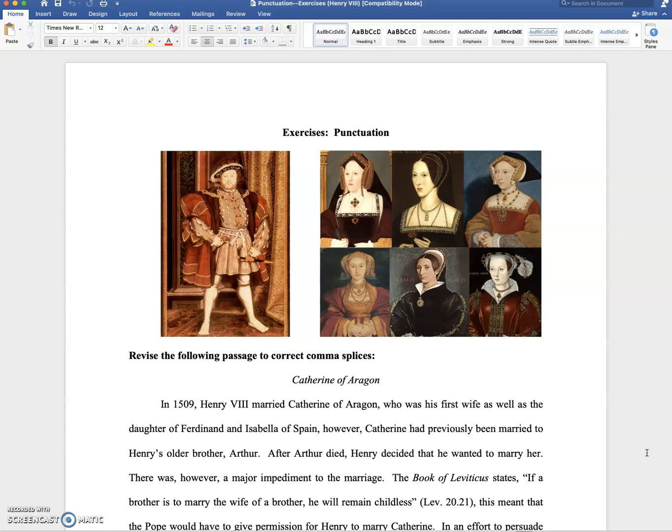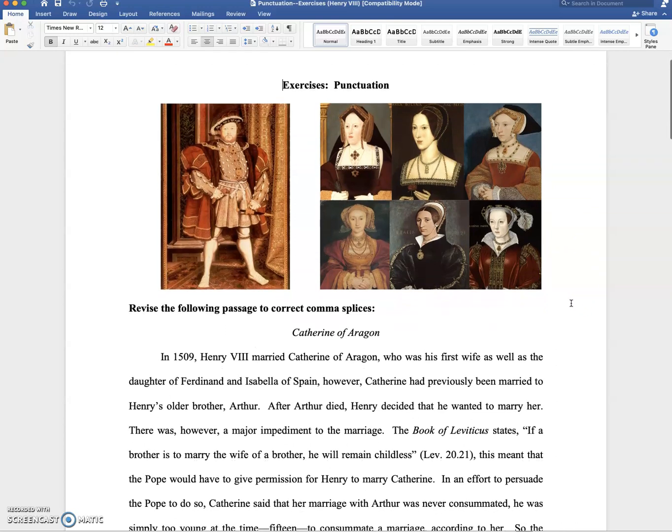So I wanted to teach 6 types of punctuation here that are the most common punctuation errors I see. So I decided to make some exercises based on the 6 wives of Henry VIII, and for each wife we have a different punctuation error that we're going to be practicing avoiding.